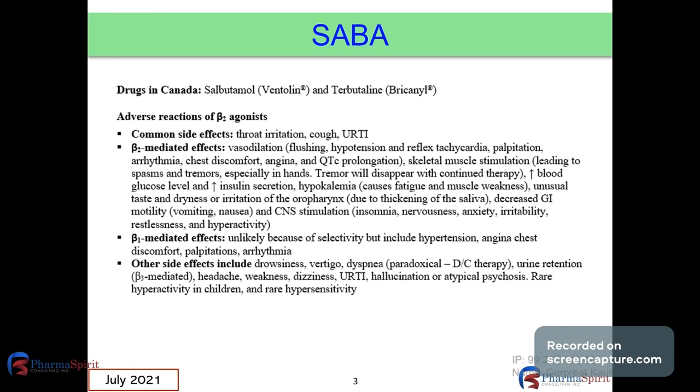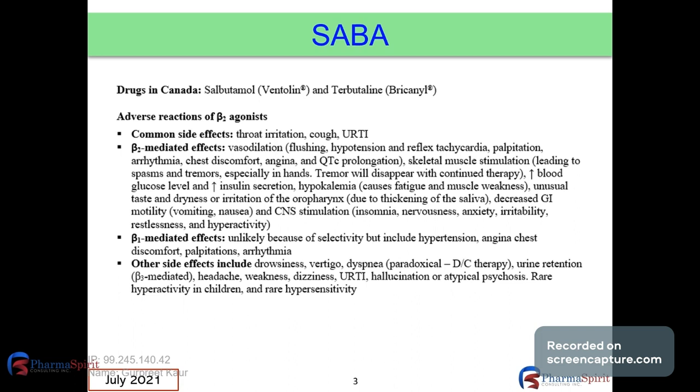And we have some adverse reactions for all the beta 2 agonists, short acting and long acting. So these adverse reactions are not only for the SABA, they are for the SABA and they are for the LABA. Common side effects are throat irritation, cough, and upper respiratory tract infection. But what's important that you will need to know is which side effects are beta 2 mediated and which side effects are beta 1 mediated.